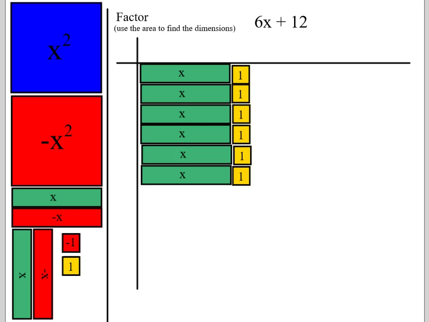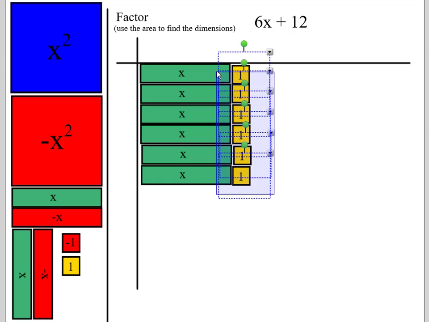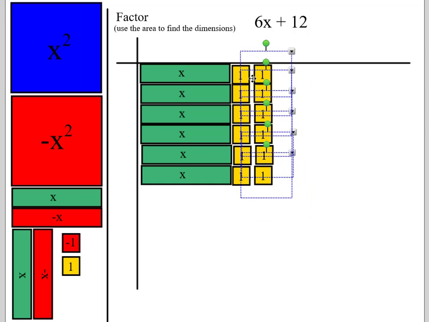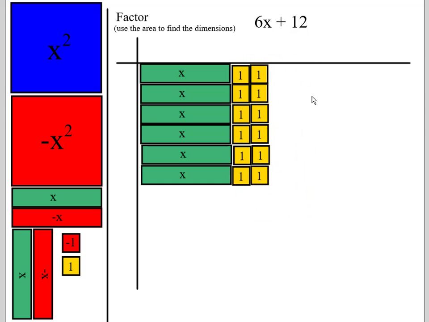Okay, so hopefully you've had a chance to try that. So I already have some of this started just to make it a little quicker. I have my 6x's. I'm going to take my 6 ones here and clone them. I left one group off. So there's my 12 ones.